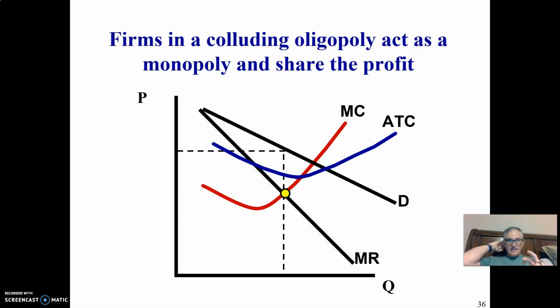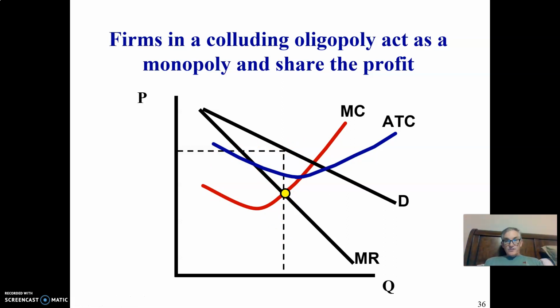Now, the trickiest thing was I did see a question on a colluding oligopoly one time, and it asked you to calculate the profit. And so you calculate the profit, and let's say we ended up doing total cost, and the profit was $50.